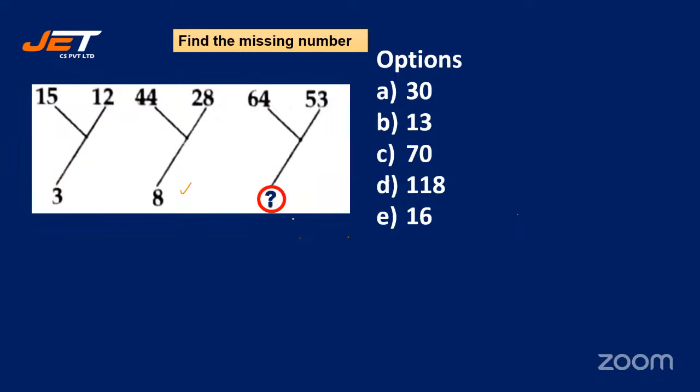Here you find 15, 12, 3, 44, 28, 8, 64, 53 dash. Right? So somewhere something is missing, isn't it? So now why don't you add 15 plus 12, you get 27. What if you divide, you will get 3. So 27 divided by 9 will be 3. Likewise, 44 plus 28. What if you divide, you will get 8. Let's use the same tactic, divide by 9. Right? So if you do by 9, you get 8.